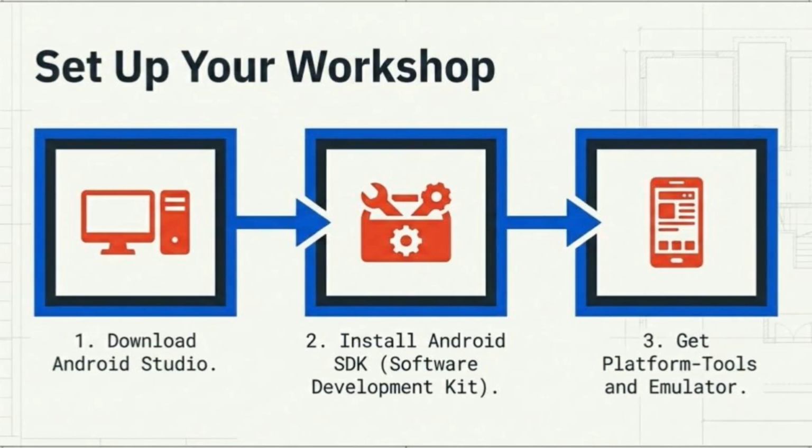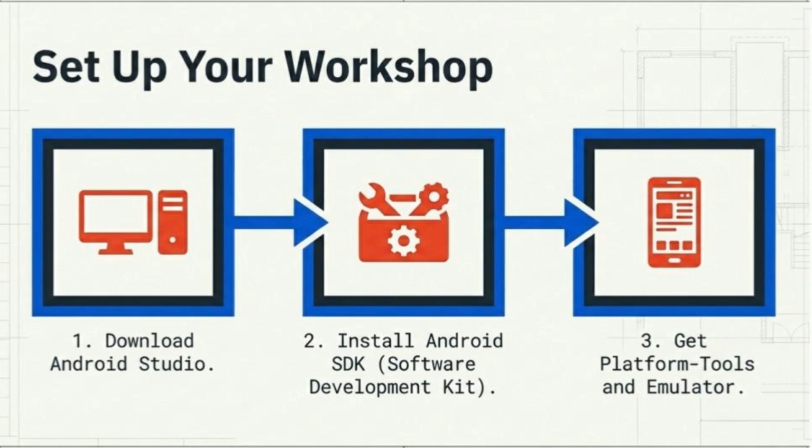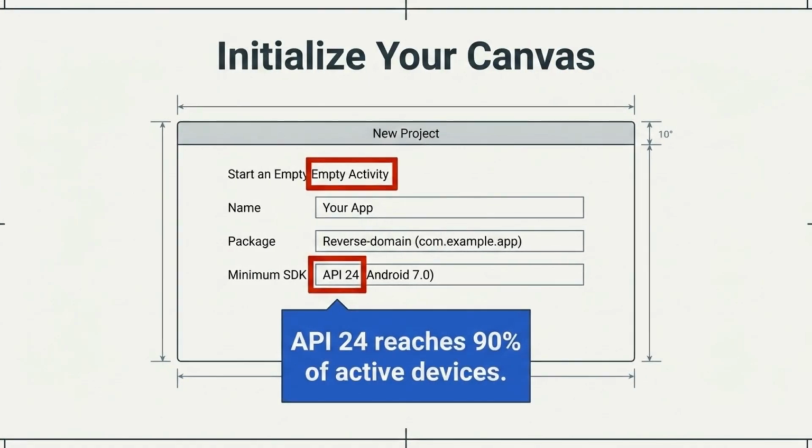To set up your environment, download and install Android Studio. Then, install the Android SDK and get the platform tools and emulator for testing. When initializing your canvas, select Empty Activity. For the minimum SDK, API 24 is recommended as it reaches 90% of active devices.